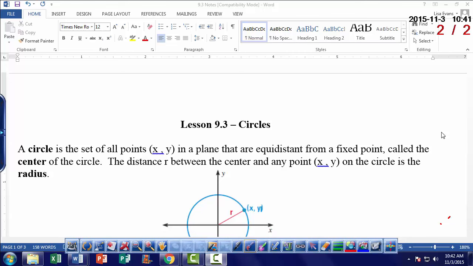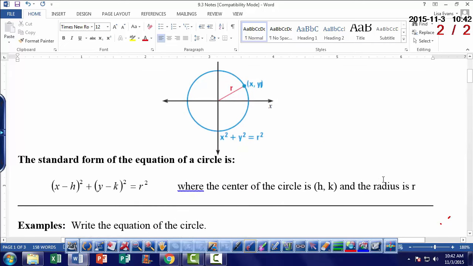Today we're beginning Unit E, and we're beginning with Lesson 9.3, Circles. A circle is a set of all points (x, y) in a plane that are equidistant from a fixed point called the center of the circle. The distance r between the center and any point on the circle is called the radius.